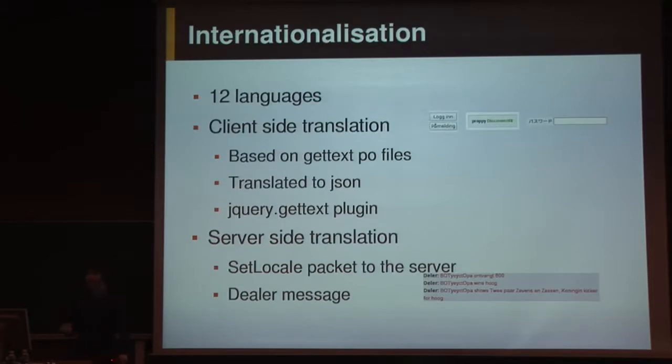There is also good support for internationalization. We have translation in 12 languages. There are two kinds of translation, client-side and server-side. For client-side, we are using gettext, and a jQuery plugin, which is called jQuery Gettext, and we just have PO files which are translated into JSON and loaded immediately into the page. And for server-side translation, it's handled by the server, and we tell the server which locale we have, and then the server, when it has to send us some string, translates it in the right language.